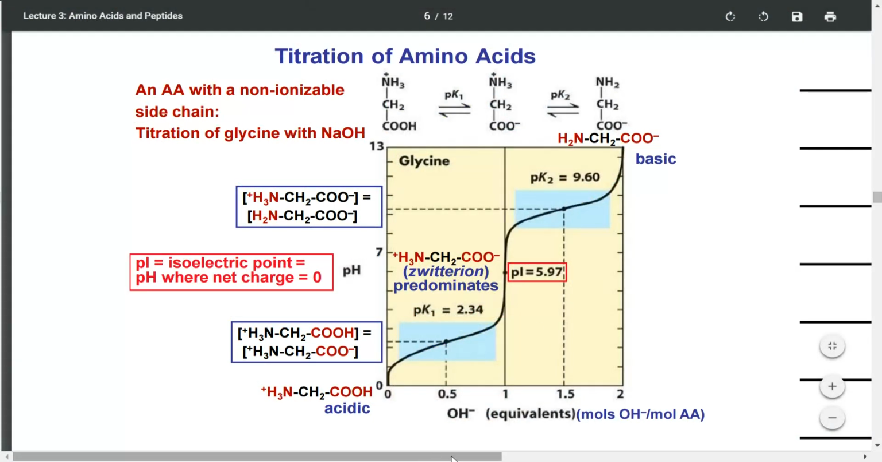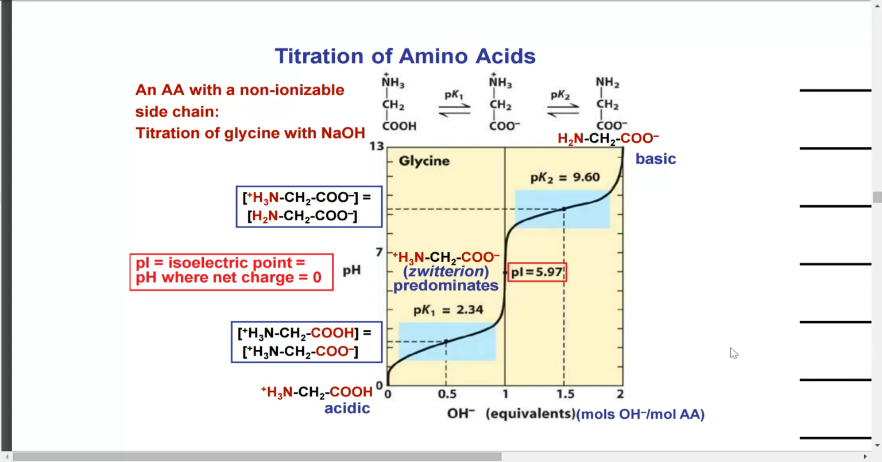So in this buffer zone at 2.34, we have equal amounts of the carboxylic acid and the carboxylate, which is the conjugate base. At the other end, at a pK2 of 9.6, we have equal molar amounts of the ammonium ion, the NH3+, and the conjugate base of that, NH2. And again, the buffer zone is anywhere over this range, ±1 pH.